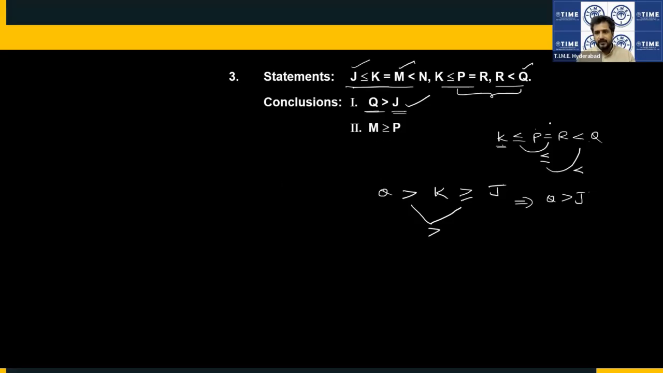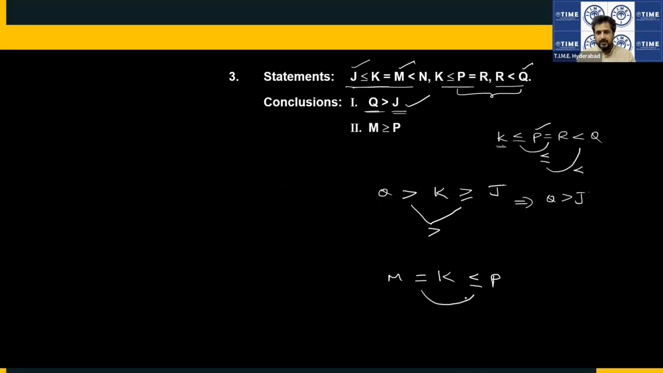Now let's move on to M greater than or equal to P. M is here, P is here, and the common term is K. Let's take K, with M and P on either side of K. What is the relation between M and K? K equal to M is as good as M equal to K. K less than or equal to P.